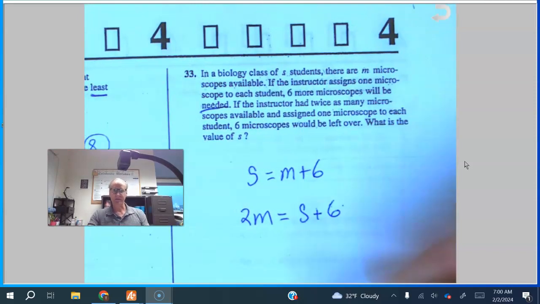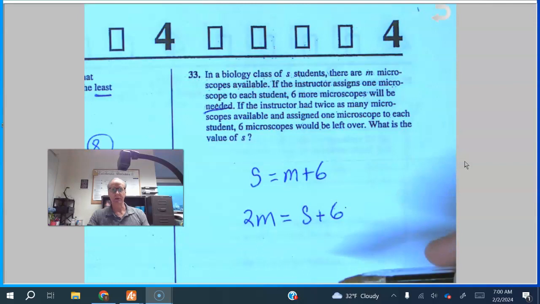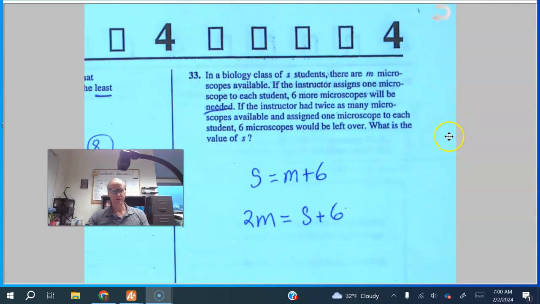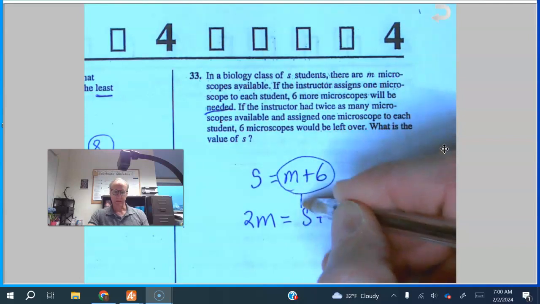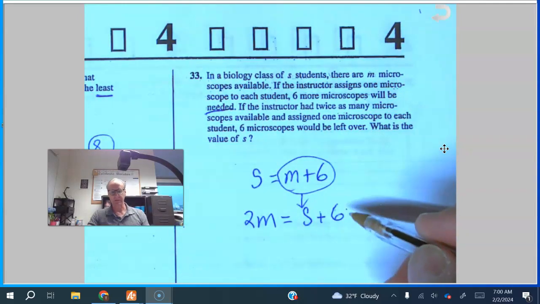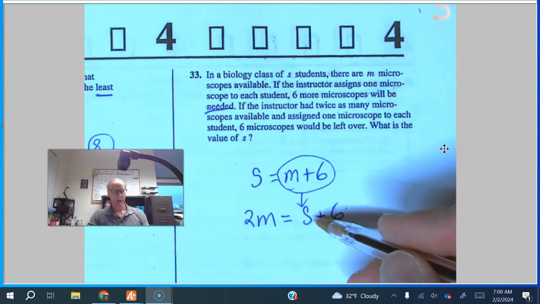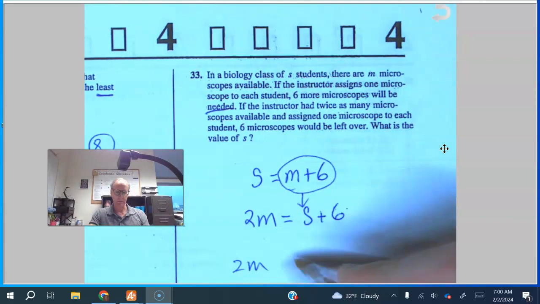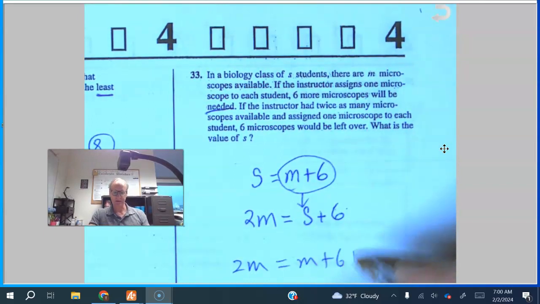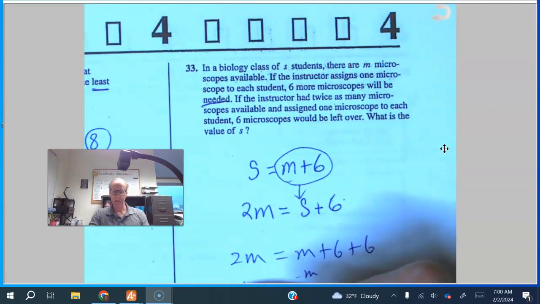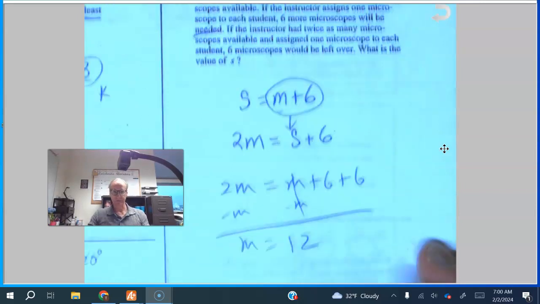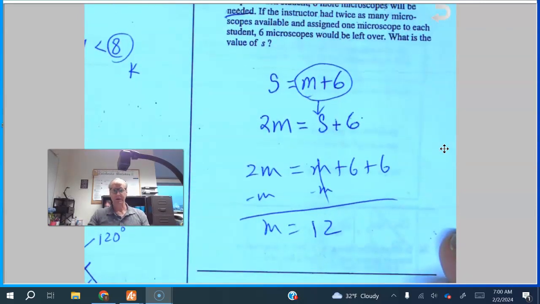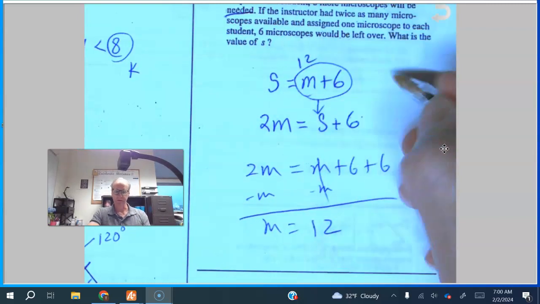A little tricky on how to set those up, but once you have the equations set up, you could find S. You can use substitution, lots of ways to go, and I'm going to do that. I could solve for M by substituting this one in, like this, or I could do it more directly and solve this one for S. No, I'm just going to do it this way. 2M equals M plus 6 plus 6. So subtract the M, and I have M equals 12. And that's 6 plus 6 is 12. Sorry, M equals 12. And it says, what is the value of S? Well, 12 plus 6 is 18.